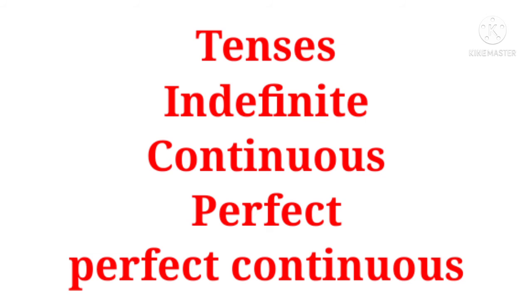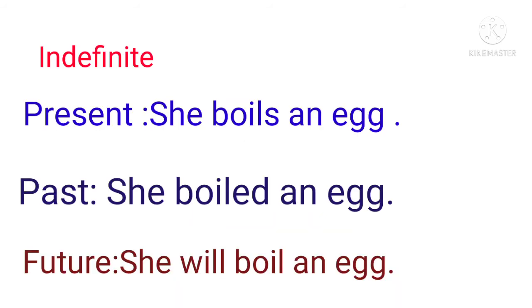I know you all have heard a lot about tenses, so I'm giving you a short recall. There are four kinds of tenses: indefinite, continuous, perfect and perfect continuous. And sentences in simple tense. First of all, we come to present tense. She boils an egg. Now you have to identify what is subject, verb and object in she boils an egg. She boiled an egg. She will boil an egg.